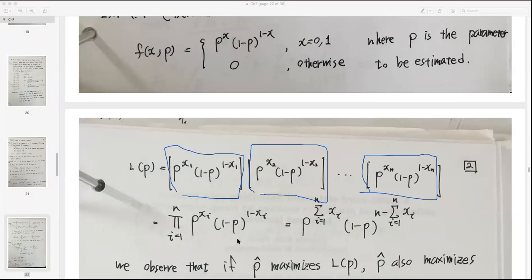So now, taking the product of all the bracketed terms, we're going to get this. Look: p to the x1 times p to the x2 times through p to the xn. Since these exponentials have the same base, we can combine them. So we get p to the sigma of xi, and the same goes for 1 minus p: 1 minus p to the n minus sigma xi.